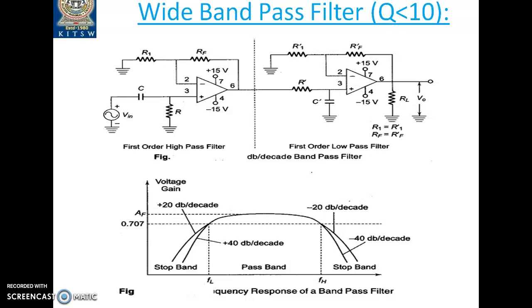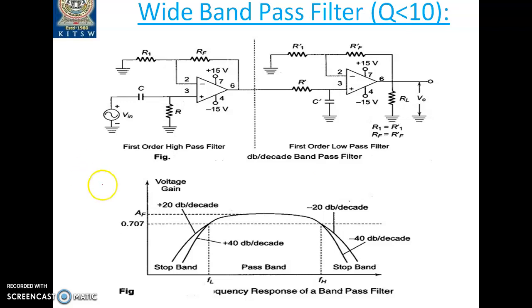The wide band pass filter is very simple for us, because we have already understood the circuit diagram of the high pass filter, and we also know the low pass filter. When it comes to the first order, if I ask you to design the first order wide band pass filter, we take a first order active high pass filter and then a first order low pass filter. These two circuits are cascaded, that's all. It becomes the first order wide band pass filter.